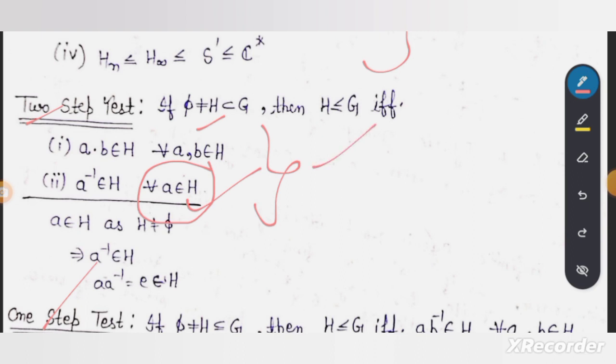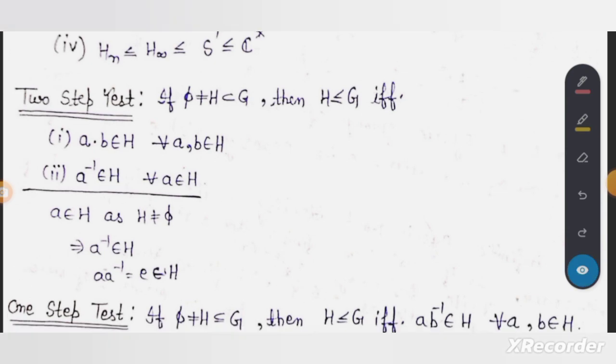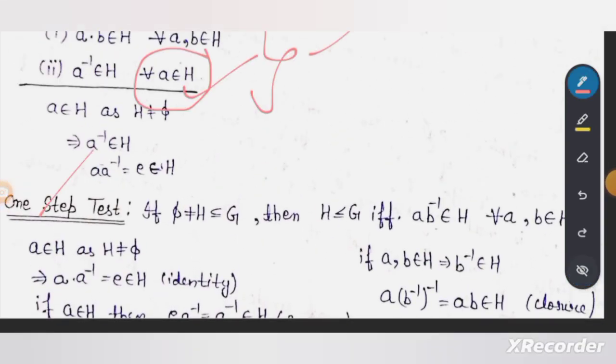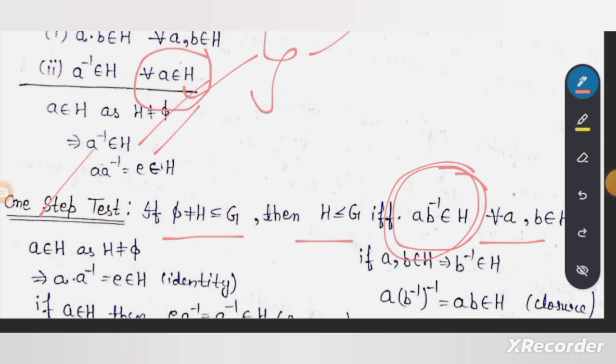Now the one-step test. The one-step test says that if H is a non-empty subset of G, then H is a subgroup of G if and only if A B inverse belongs to H for all A, B belonging to H. So instead of showing two properties, you can show only one property, A B inverse belongs to H for all A, B belonging to H. This will prove that this H is a subgroup.